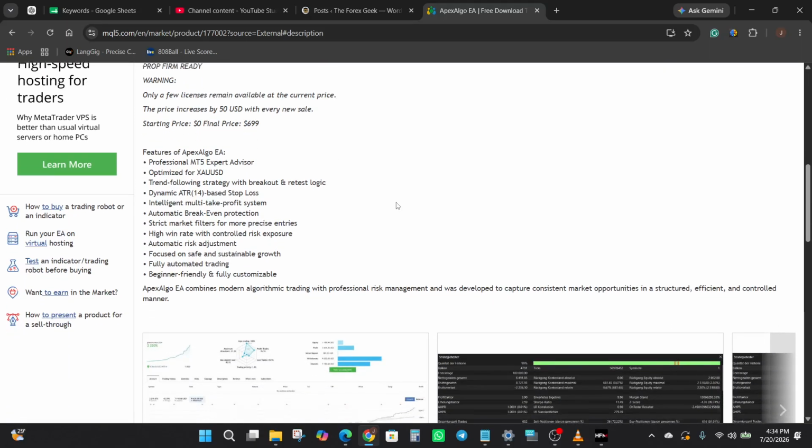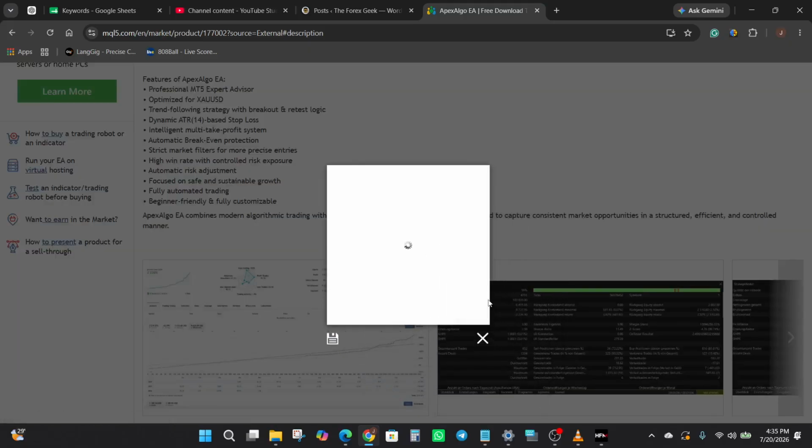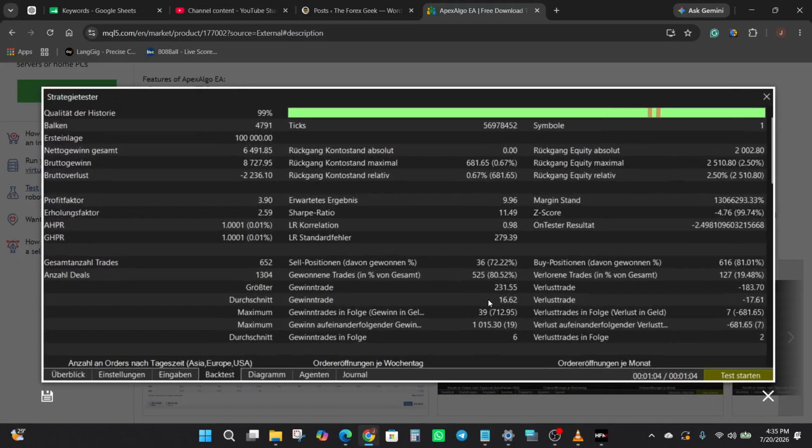Now let us look at some back testing that I ran in the strategy tester. But before we do that, let's quickly look at the provided strategy tester report here. The initial deposit was $100,000 and the total net profit made was roughly 6.49%, that is 6,491.85 net profit. The profit factor was 3.91. It's quite good. It shows that the gross profit was substantially more than the gross loss.